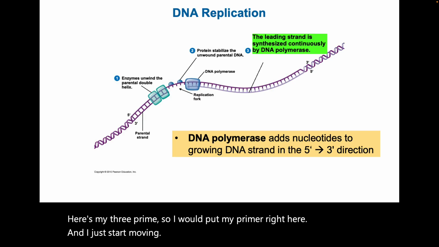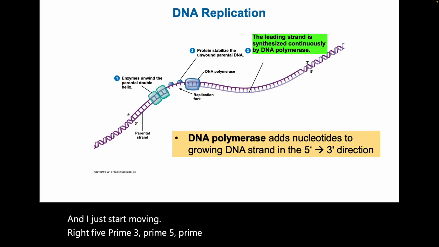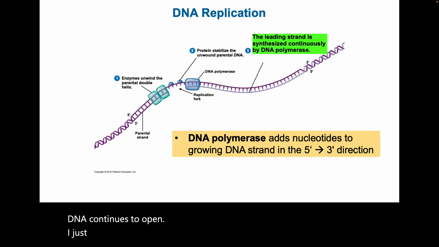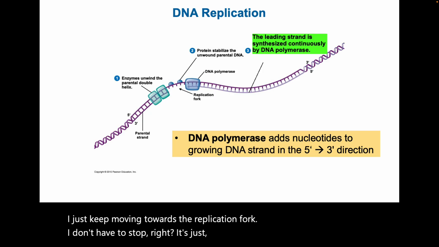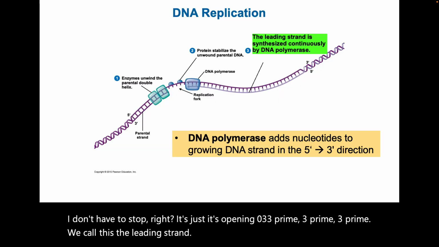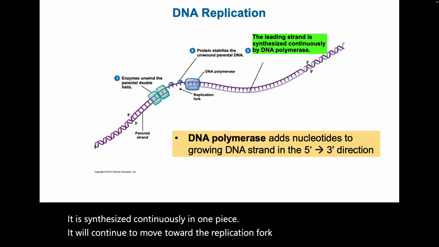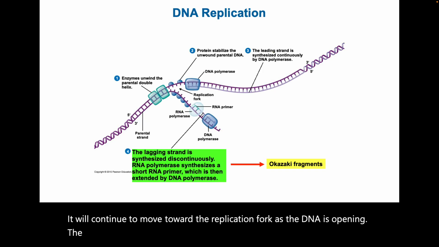Right? 5', 3', 5', 3', 5', 3'. And as the DNA continues to open, I just keep moving towards the replication fork. I don't have to stop, right? It's opening. Oh, free 3', 3'. We call this the leading strand. It is synthesized continuously in one piece. It will continue to move toward the replication fork as the DNA is opening. The one that's ugly is the one in the other direction.